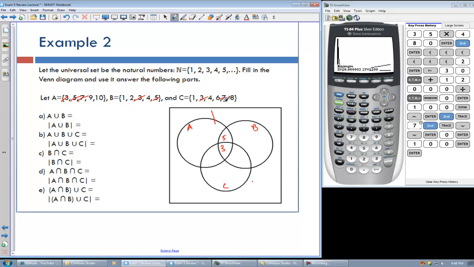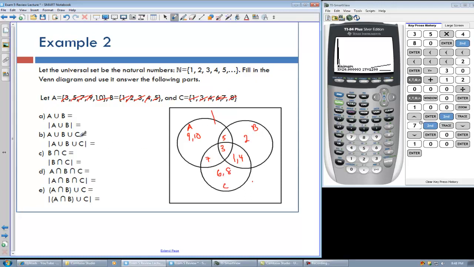7's in A, 7's in C, so 7 is in A and C, but not B. 9 is in A, and then nothing else. So 9, just an A. And 10 is in A, and nothing else, so it's just an A. 1 is in B, 1 is in C, so that goes here. 2's in B, 2's not in C, so 2's just in B. And 4 is in B, and 4 is in C, so it goes right here, B and C. And finally, 6 is in C, and 8 is in C only.